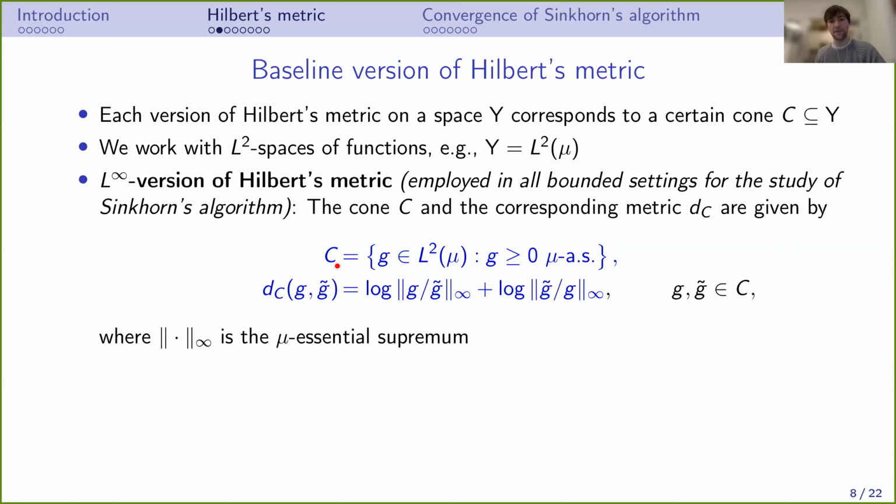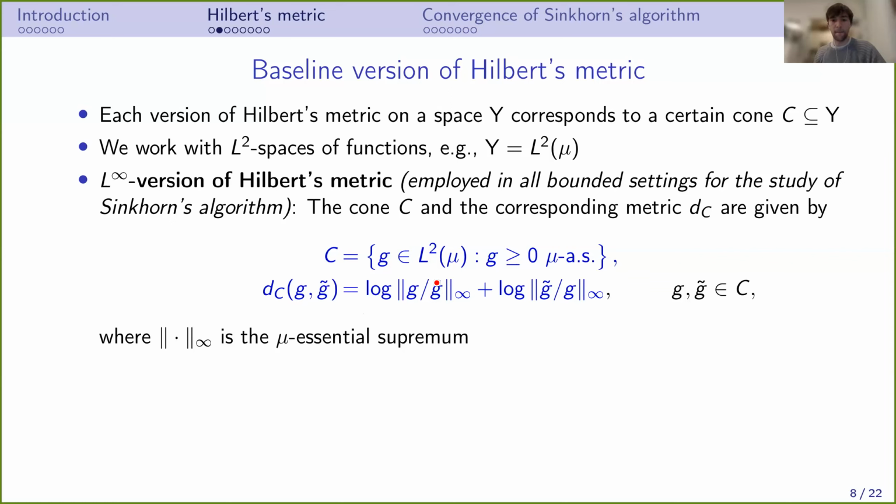So here the cone C is simply the set of all functions which are larger or equal than 0. And of course, it's pretty clear that this is a cone. If you scale a function in the set C by a positive scalar, then it's still in the set C. And then the corresponding version of Hilbert's metric can be given as follows.